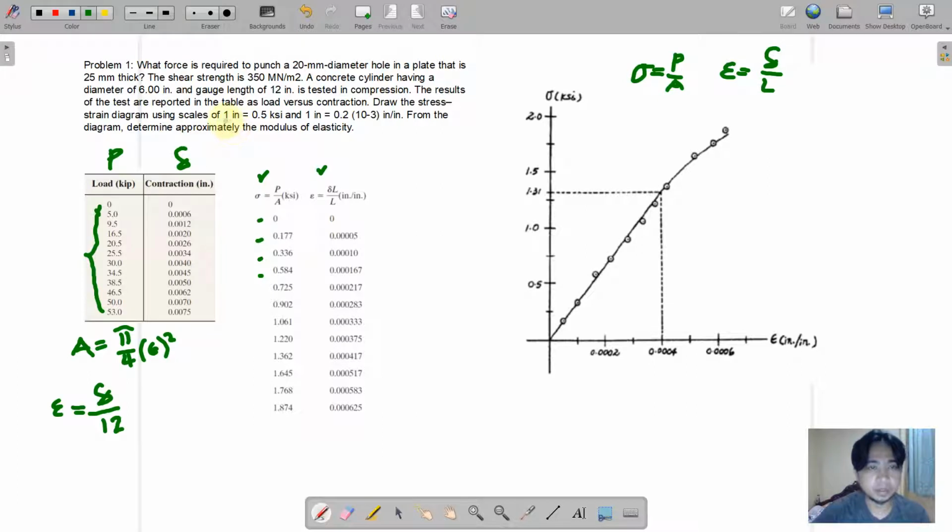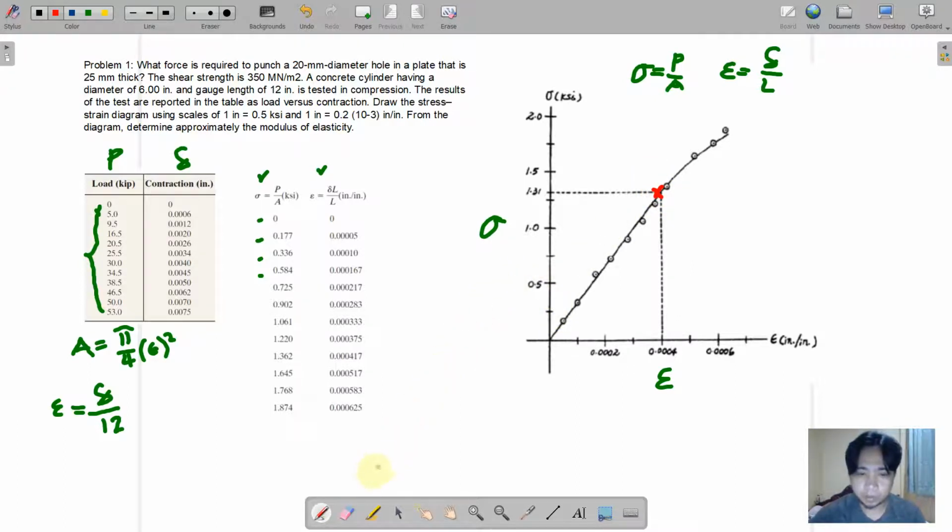So following now our scale set by the problem, that we have a 1 inch equivalent to 0.5 ksi that is laid on the y-axis for the value of the sigma, and 1 inch is equal to 0.2 times 10 raised to negative 3 laid as an interval for the x-axis, or this is epsilon, or what we call simple strain. So those points are then graphed. So the solution is more on graphical, in a sense that it finds the transition between the curve and the straight line. So this is the transition between the curve and straight line.